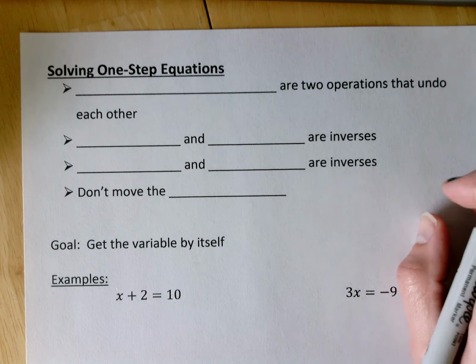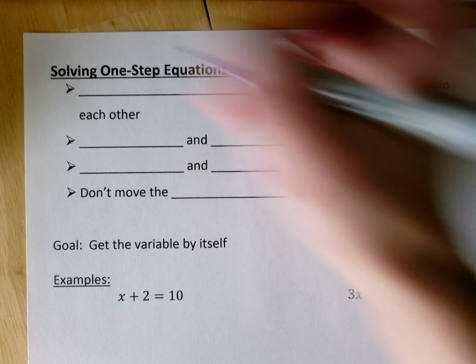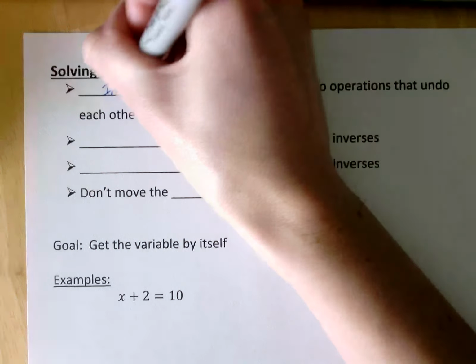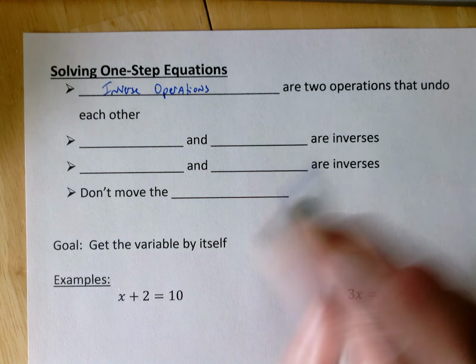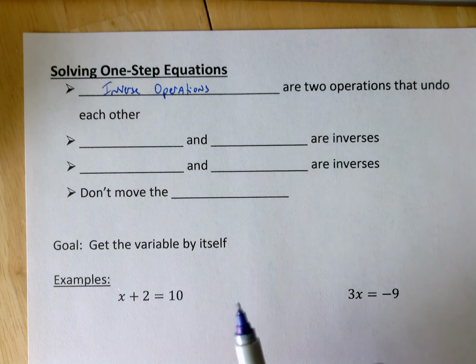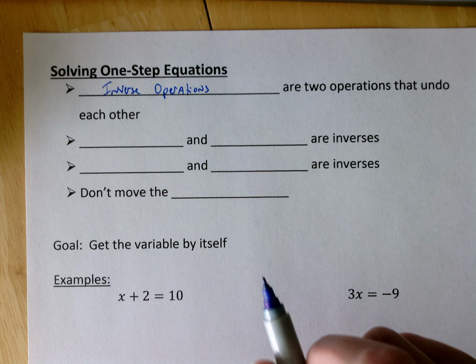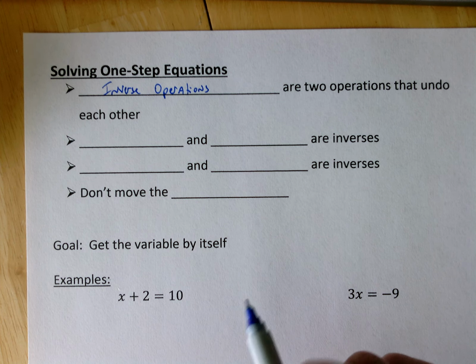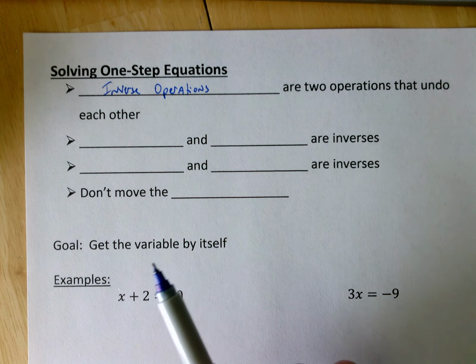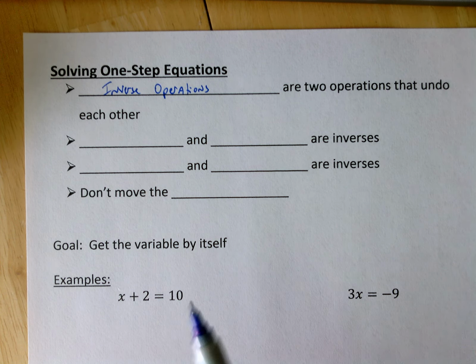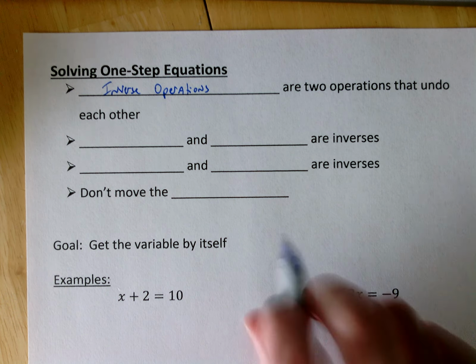Okay, so the first thing that you need to know is about inverse operations. Inverse operations are two operations that undo each other. Just like when we talked about integers, we talked about fires and buckets of water undoing each other. It's because those are inverses. They're not inverse operations though, they're just inverse numbers. Inverse operations are things like adding and subtracting, dividing and multiplying, or taking a square root or using an exponent. Those are operations.